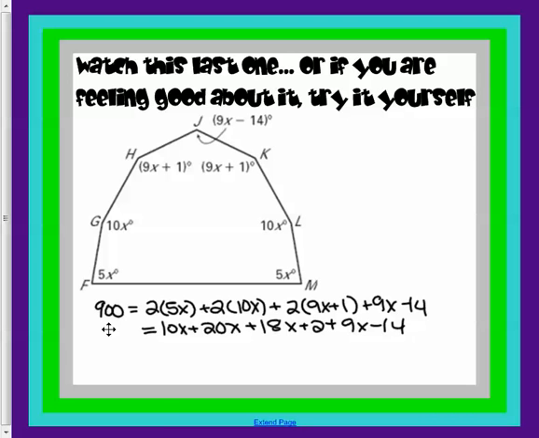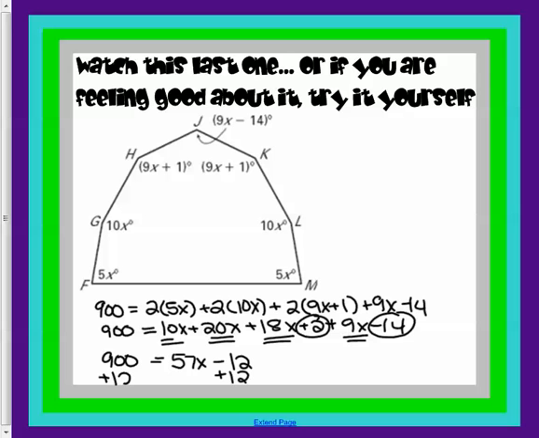Okay, so now we can combine our like terms. We've got 10, 30, 48, and then we have 57x, and then 2 and a negative 14. When we add them together, positive 2 and negative 14 make negative 12. And that equals your 900. So add 12 to both sides, and we get 912 equaling 57x.